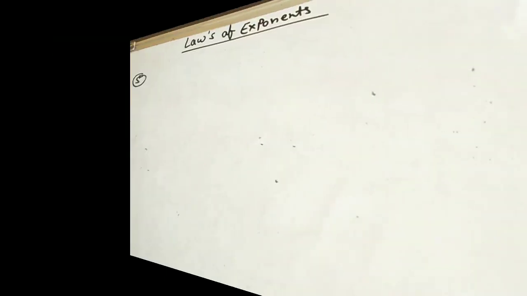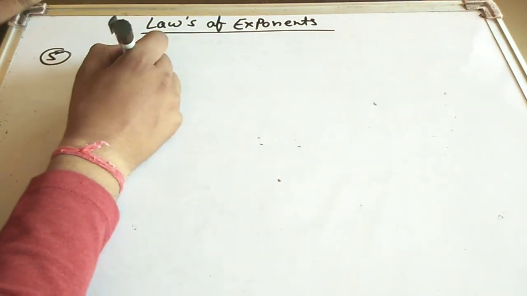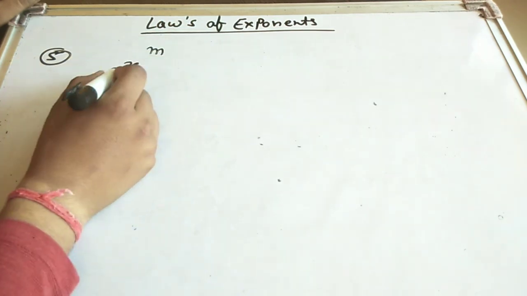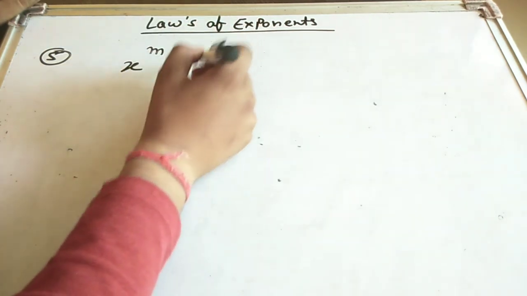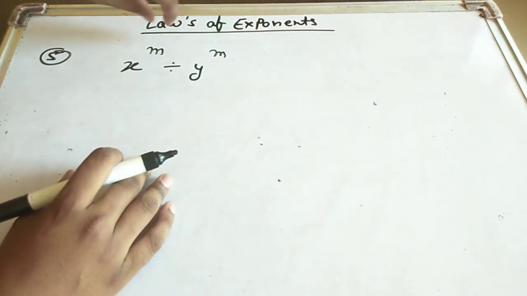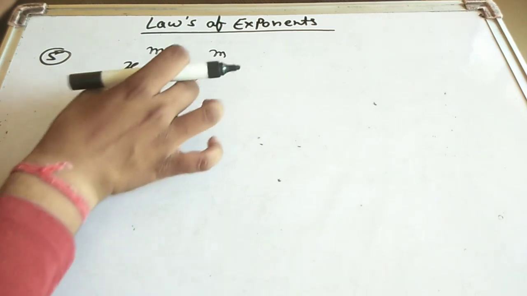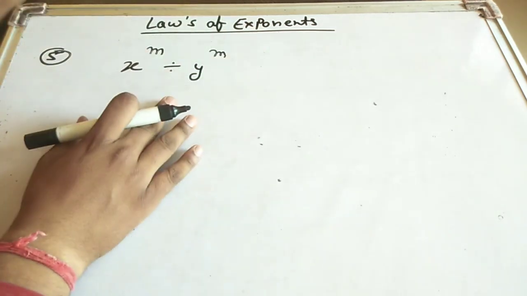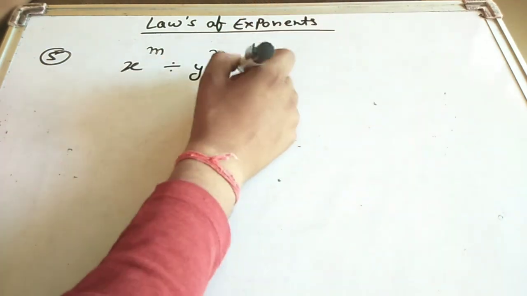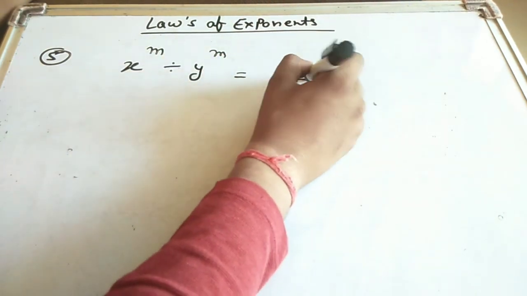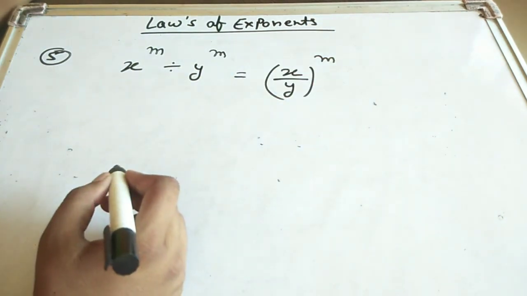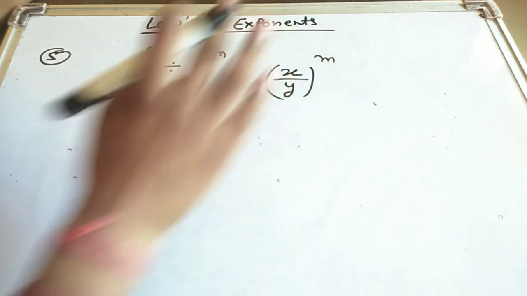Okay, fifth law of exponent. Like x to the power m divided by y to the power m. Okay, here the exponents of the numbers are the same, but the bases should be different. So we get x by y, and the power is m. m is the power of x by y.